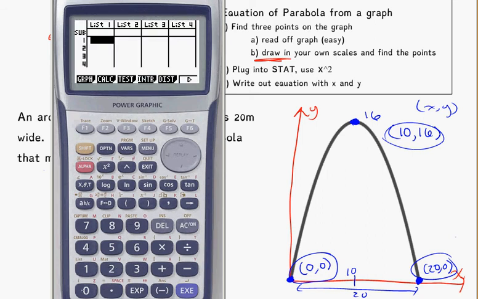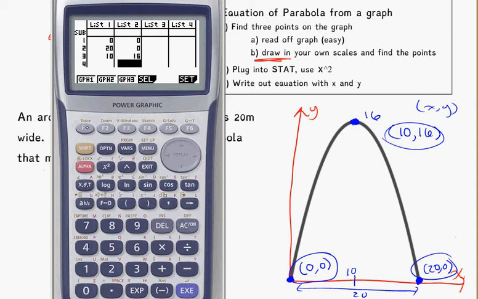Stat, and my points are 0, 20, 10, and matching up the y's 0, 0, and 16. And stop and double check. Do those points actually make sense? X of 10, y of 16, x of 20, y of 0, 0, 0.